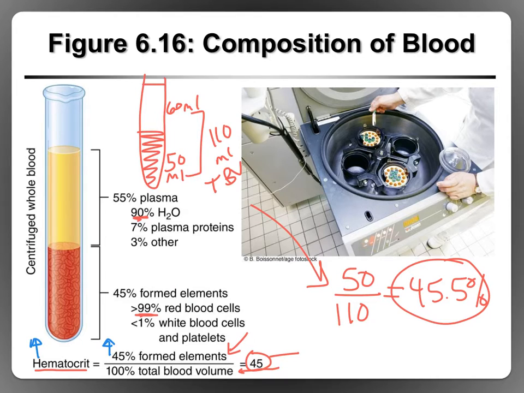At the same time, you might be able to see that if we increased plasma but didn't increase the formed elements, we would get no change in formed elements, but we would get an increase in total blood volume, and therefore we would see a decrease in hematocrit. So when red blood cells rise, we get an increase in hematocrit, and when plasma rises, we get a decrease in hematocrit, assuming nothing else changes.